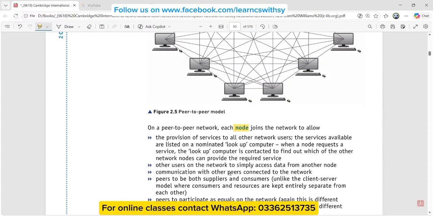When security is not our major concern, then we go for a peer-to-peer network where we need to access and give. Like no one is superior, no one is inferior. Everyone is giving as well as getting. Then we go for a peer-to-peer. So just be clear.